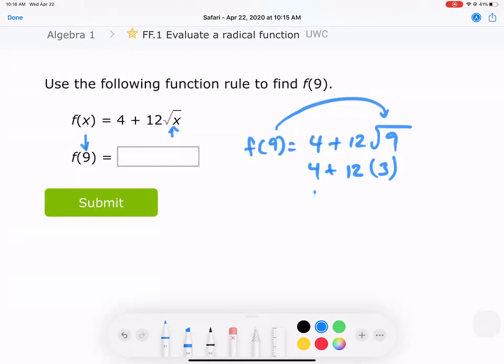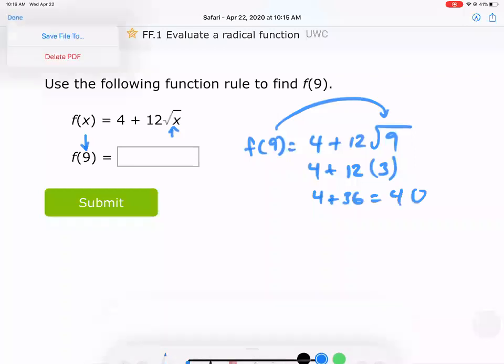12 times 3 is 36. Add them together. 36 plus 4. 36 plus 4 is 40. So the first IXL is really just practice, going back to making sure I know my square roots and I know how to evaluate them.